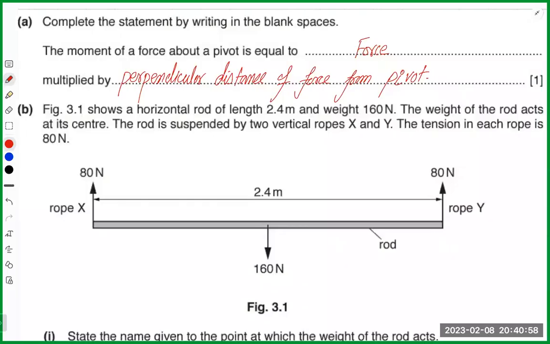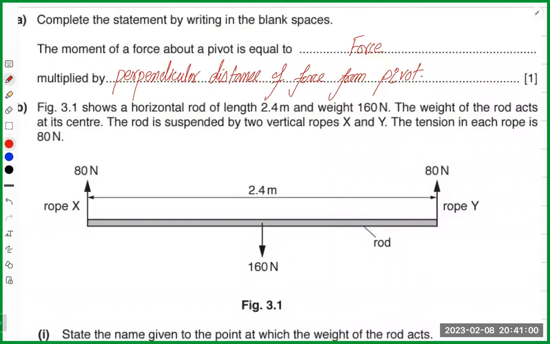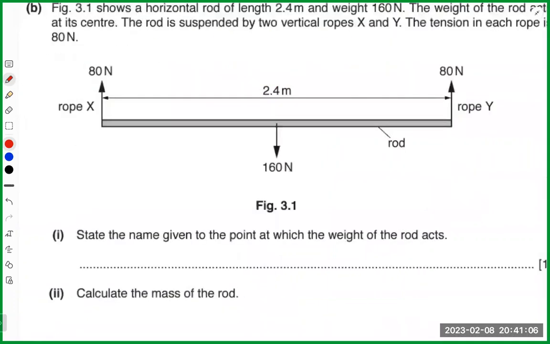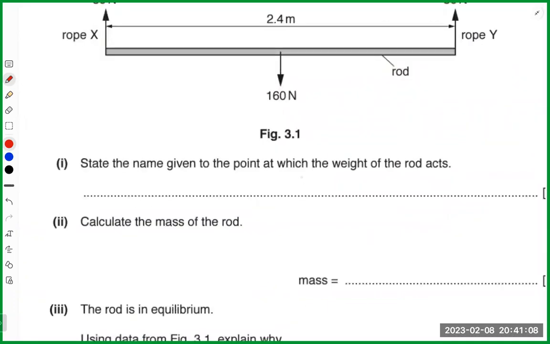Okay. The moment of a force about a pivot is equal to force multiplied by perpendicular distance of force from the pivot. Now, this is the diagram, and the question is: state the name given to the point at which the weight of the rod acts. It is called center of gravity. We did that yesterday.